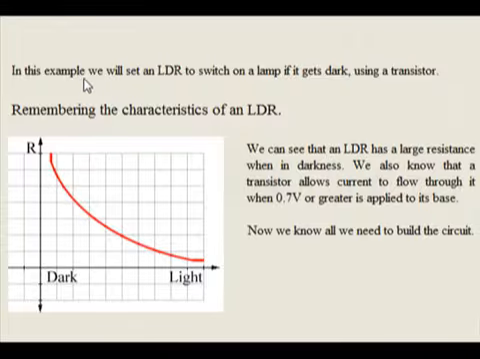In this example, we will set an LDR to switch on a lamp if it gets dark, using a transistor. Remember the characteristics of an LDR. We can see that an LDR has a large resistance when in darkness. We also know that a transistor allows current to flow through it when 0.7 volts or greater is applied to its base. Now we know all we need to build the circuit.